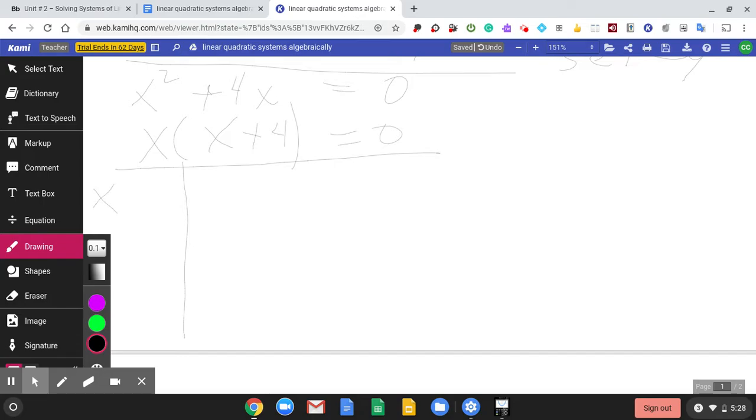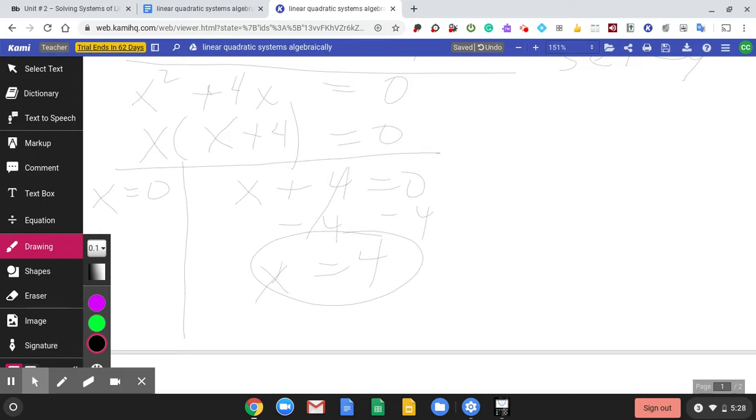Set them both equal to 0. The first one is x equals 0. The second one is x plus 4 equals 0. Well, that's already 0. And the opposite of plus 4 is minus 4. So I am done finding out the two answers. But that's not the final answer.